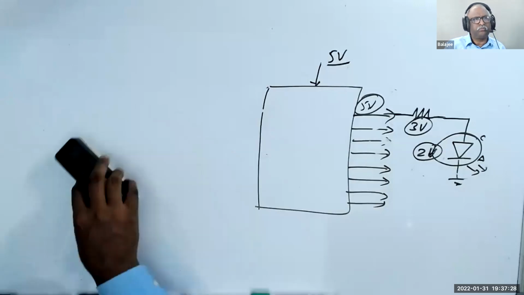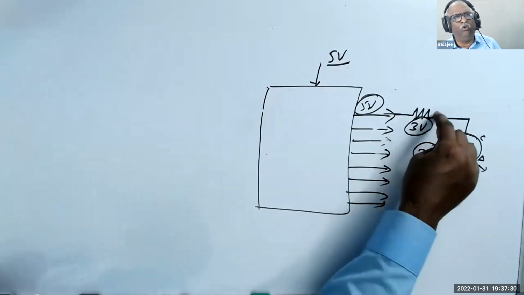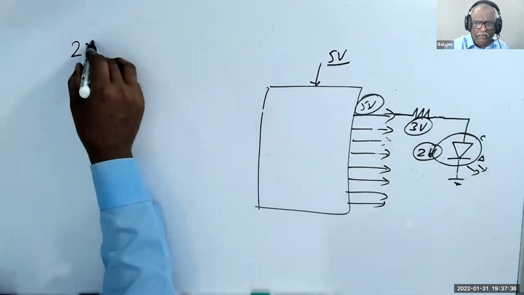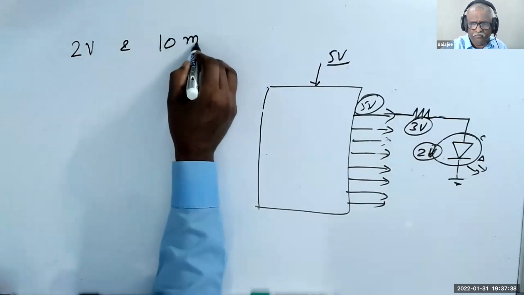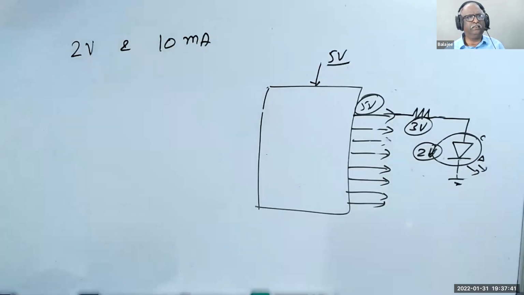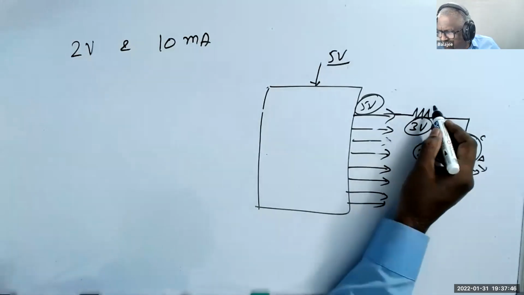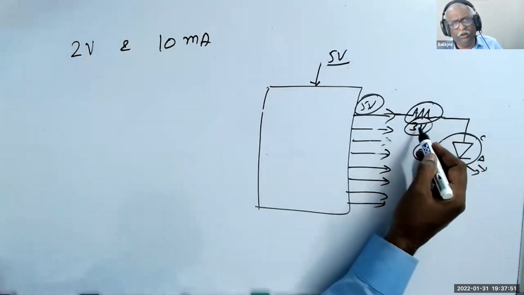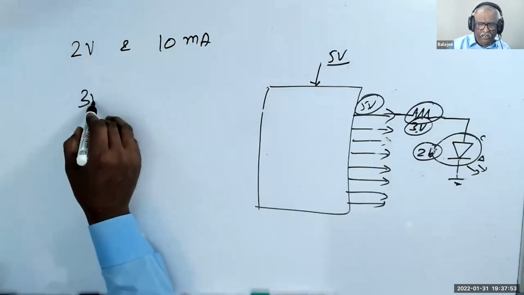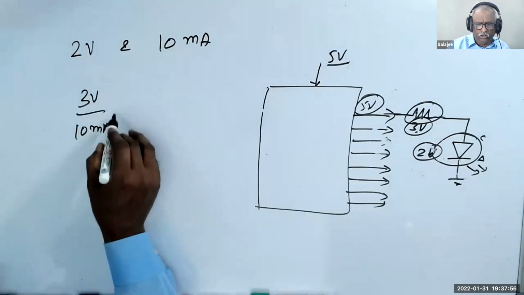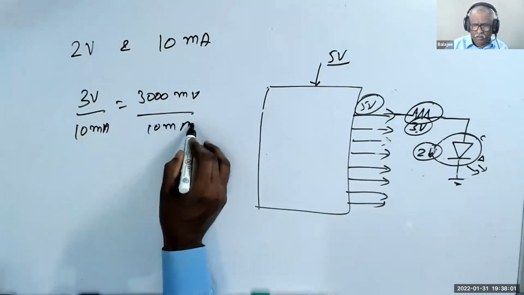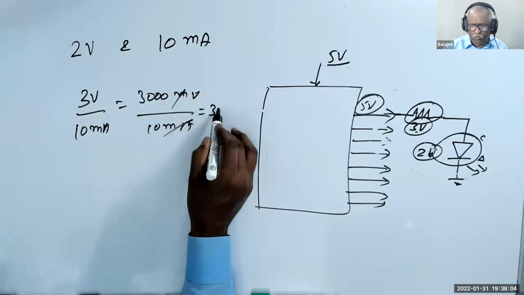Now, how do I find the value of the resistor? I told you the LED will glow if you apply 2 volt and 10 milliampere. That is the spec I gave: 2 volts and 10 milliampere. Since the resistor and the LED are connected in series, you have 3 volts across the resistor. So 3 volts divided by 10 milliampere is equal to 3000 millivolts divided by 10 milliampere, which is equal to 300 ohm.